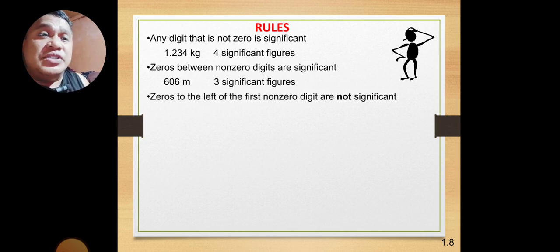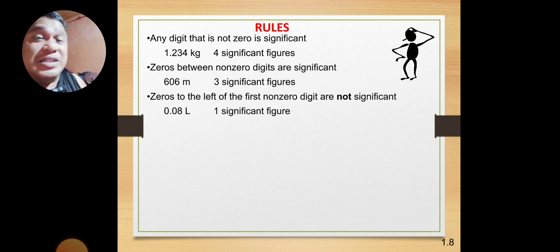And of course, zeros to the left of the first non-zero digits are not significant. So meaning to say, if the number is less than 1, you have to start with 0.0, 0 point something. So if the number is less than 1, say for example 0 point something, then those zeros are not significant. Zeros to the right of the decimal point are not significant.